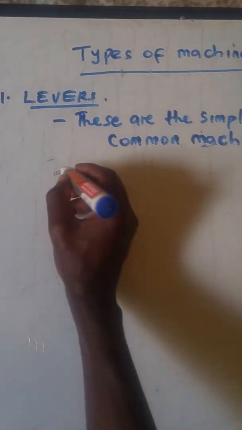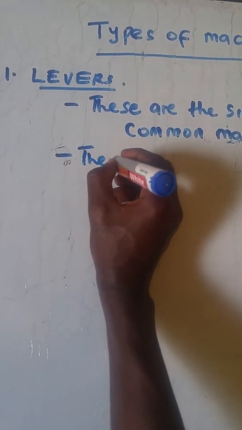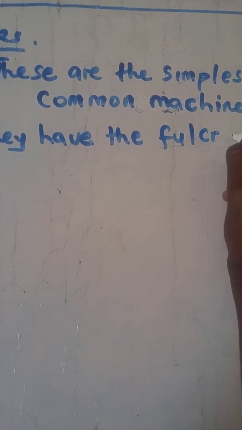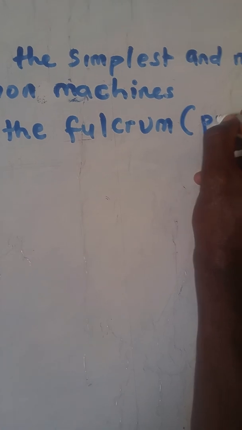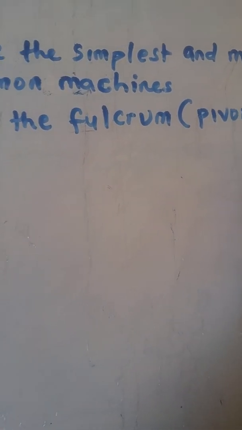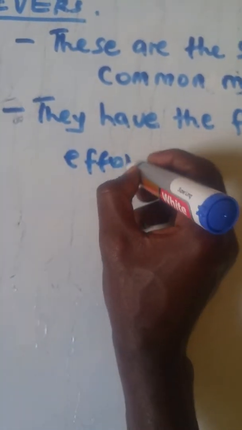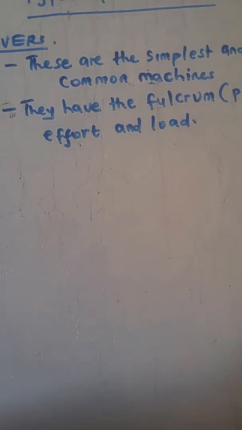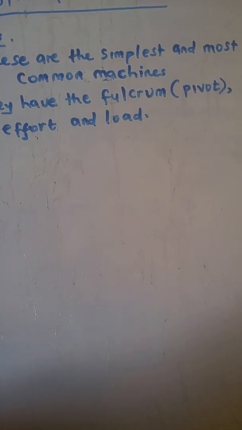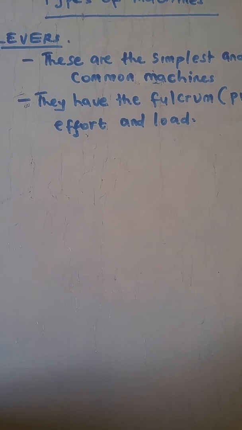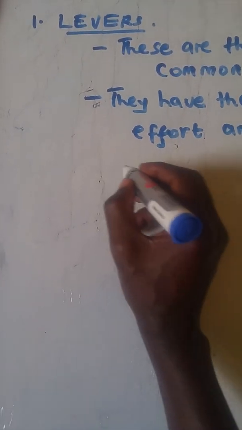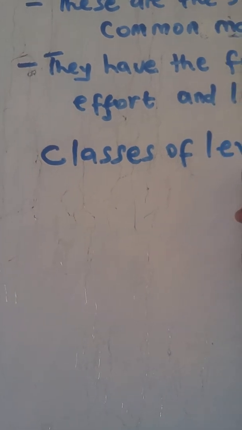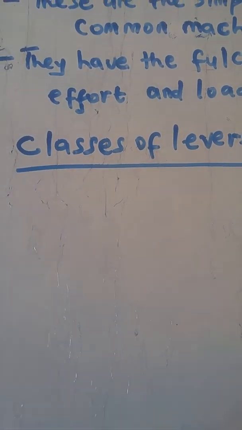But this is not the definition. So we shall say they have the fulcrum, which sometimes we call pivot. Apart from that, they also have the effort, and they have the load. So a lever has three parts: the fulcrum, which is the pivot, the effort, and the load. Now we have classes of levers. Let's look at them. Actually, there are three.